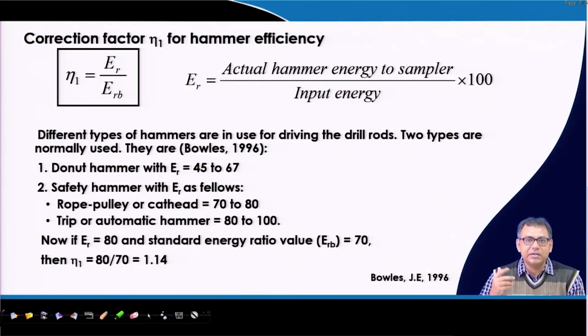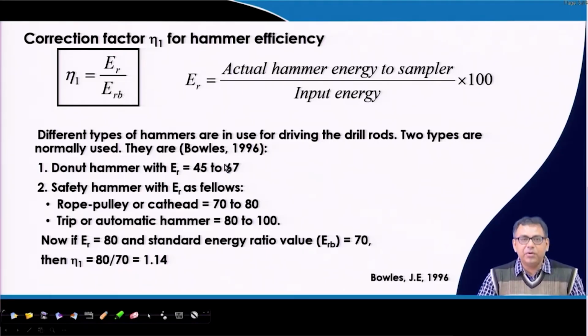So, at different energy, but when you represent them in your report, it is very difficult to see that someone is 80, someone is 70, then 60. So, it is better to represent them in a standard energy. That standard energy is ERB. Your standard hammer efficiency ER you will get from this equation, and then ERB.